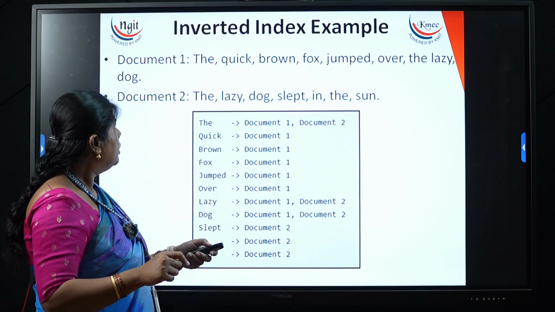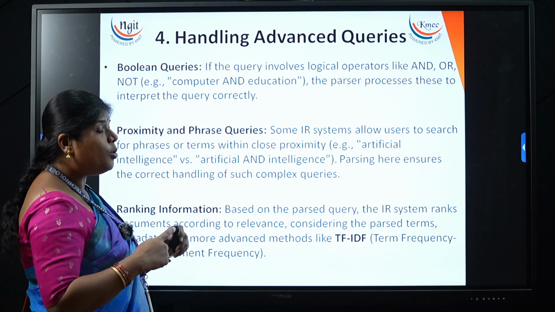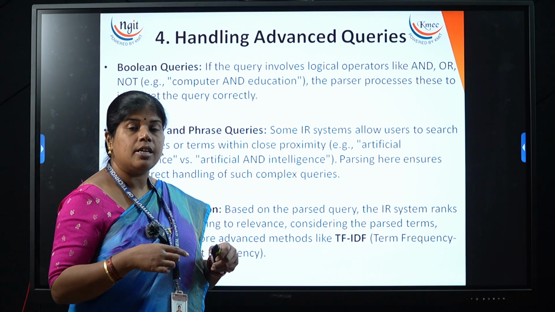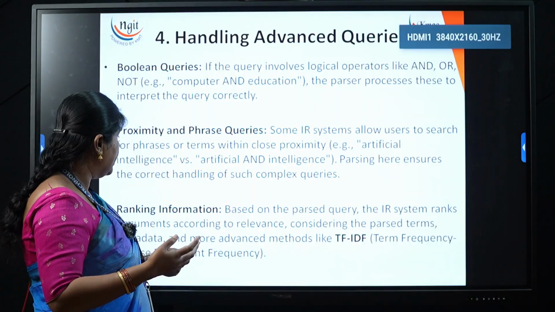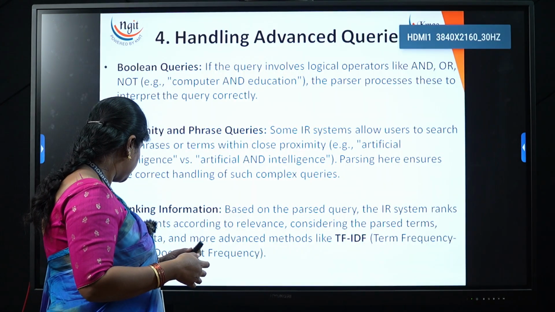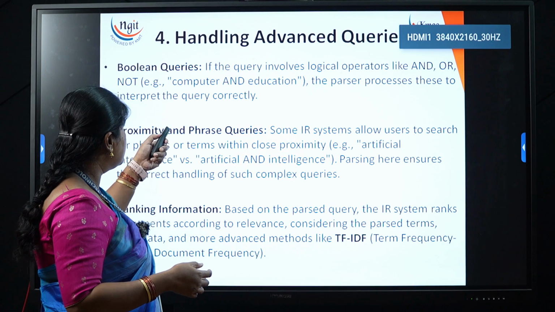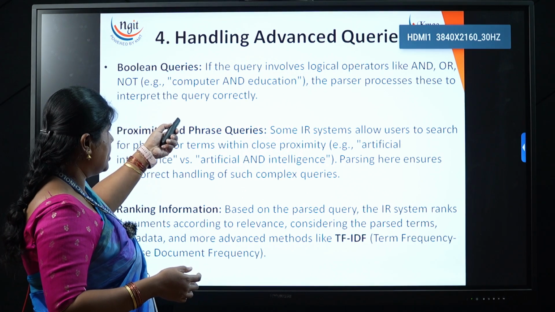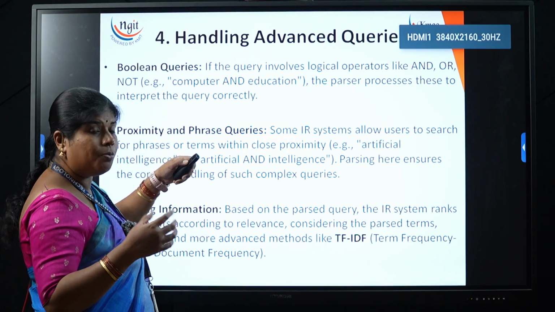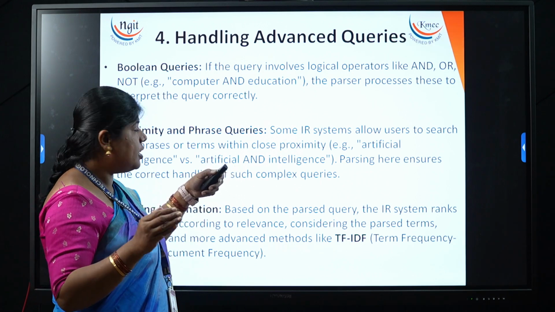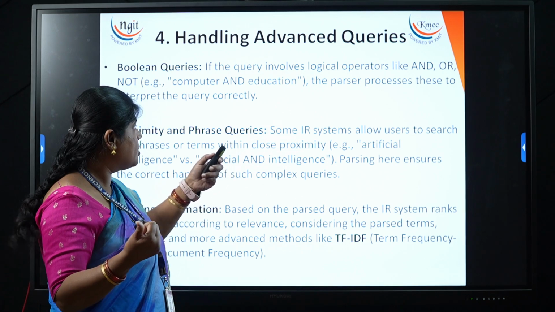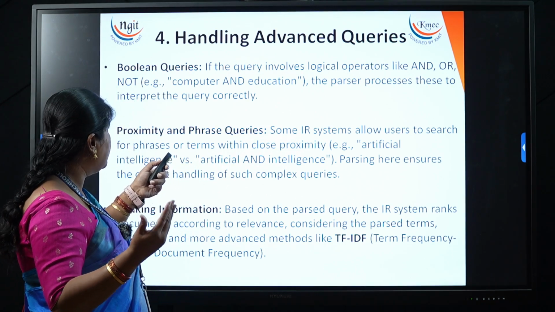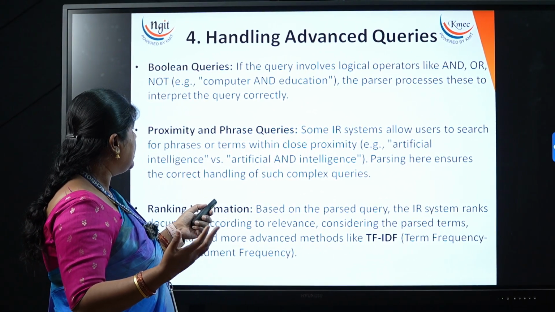Now how do you handle advanced queries, queries containing complex terms? Here we use Boolean queries. What do we mean by advanced queries? The first kind are queries which use Boolean words. What are the Boolean words? AND, OR, NOT.